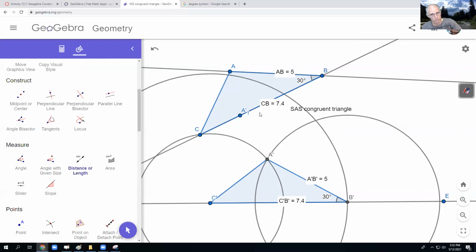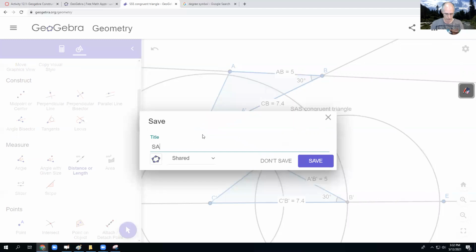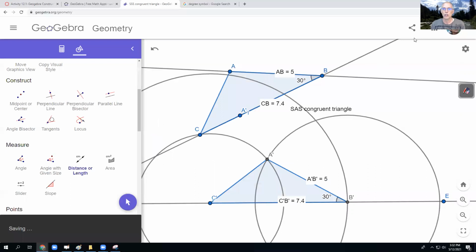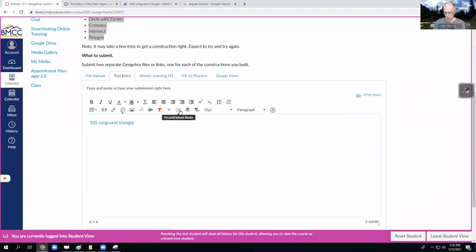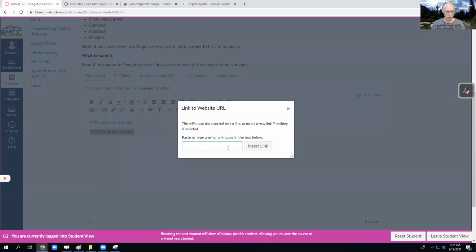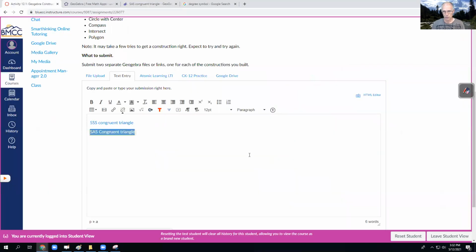So either download it and give it a good name, like side angle side congruent triangle, or share it if you're signed in. And here's my link. So I could be done with this assignment because I only need to do 2, but let's go do them all. You pick those 2 to do, and give me your link. Go have a good day, you're done.